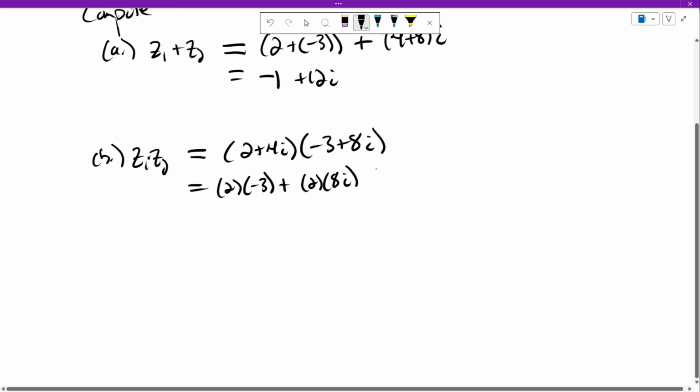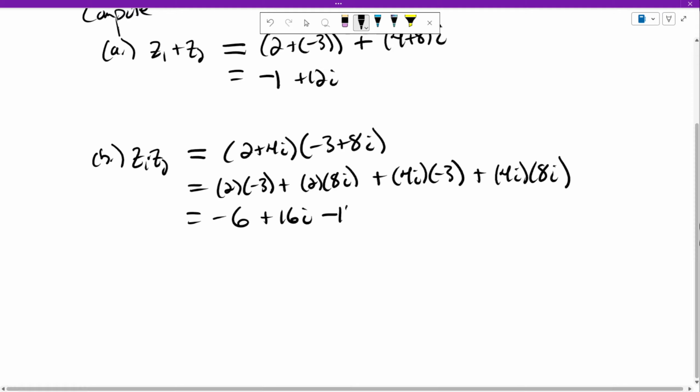Our outside terms are 2 times 8i. Our inside terms are 4i times negative 3. And our last terms are 4i times 8i. So we'll get negative 6 plus 16i minus 12i plus 4 times 8 is 32. And then there's 2 i's there, so we're going to get an i squared. And the key property with complex numbers is that i squared is negative 1.